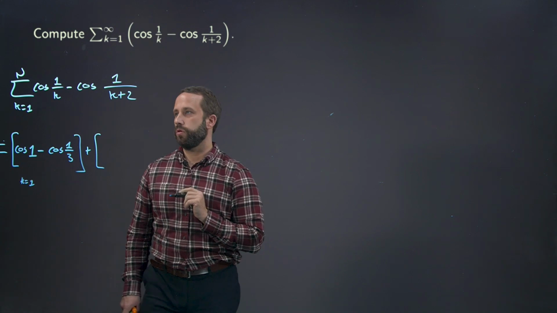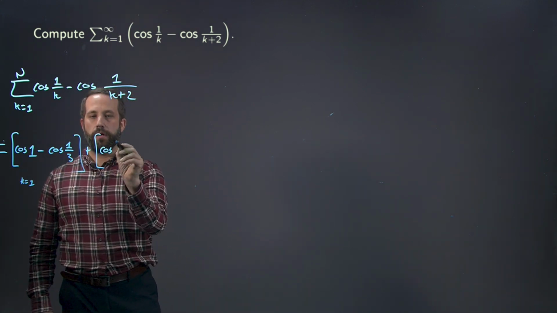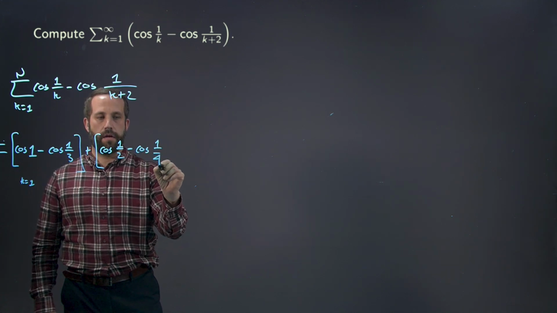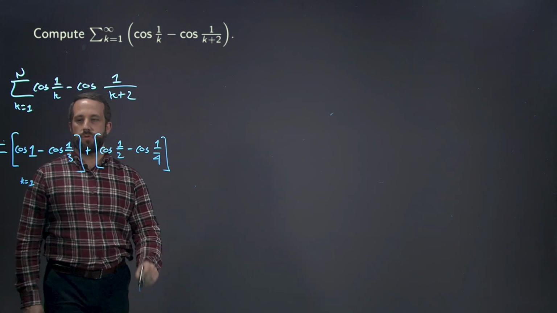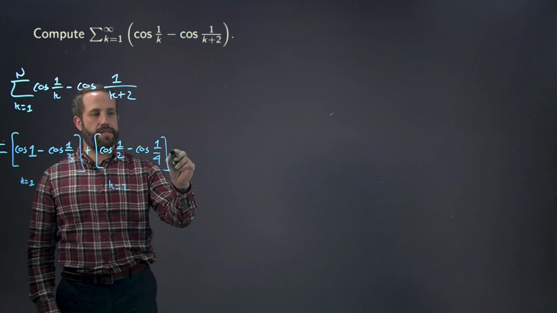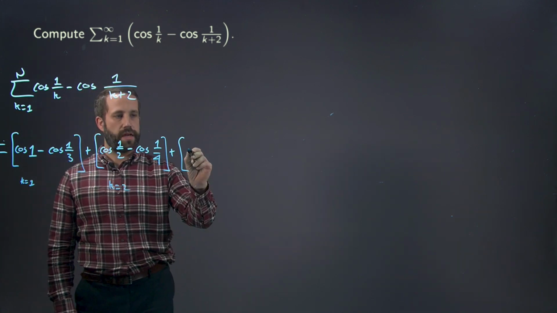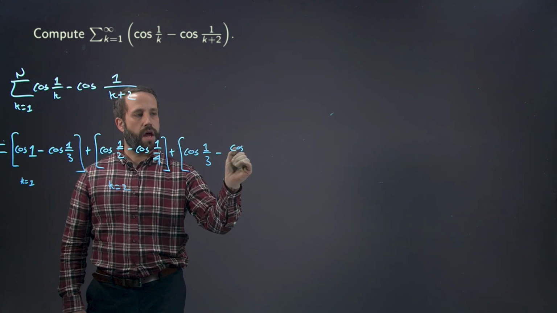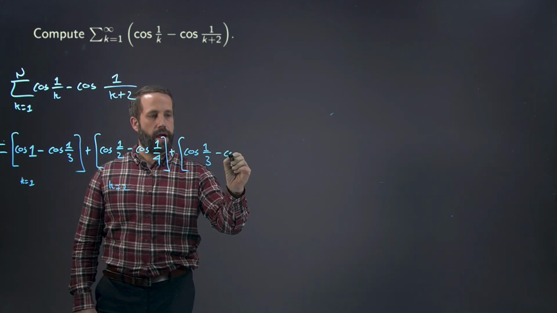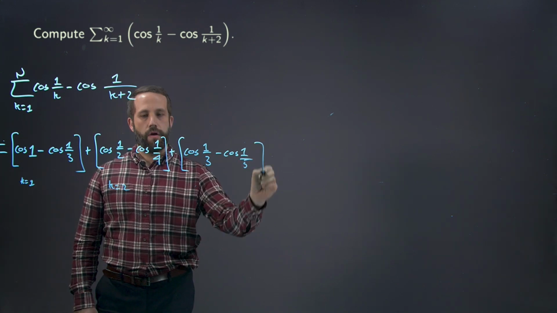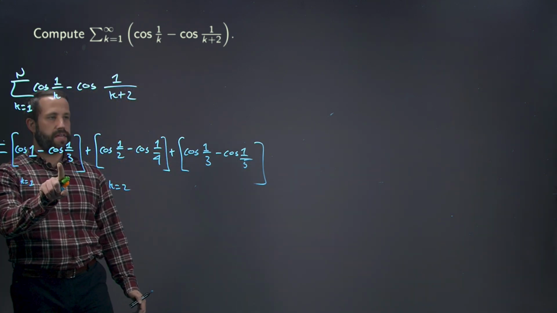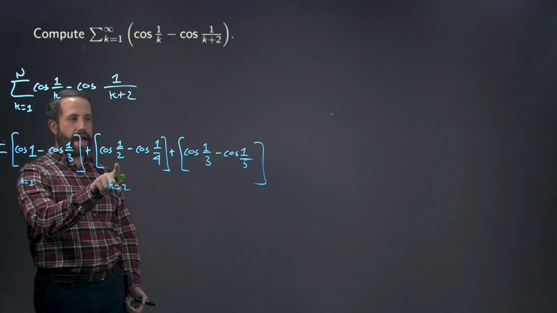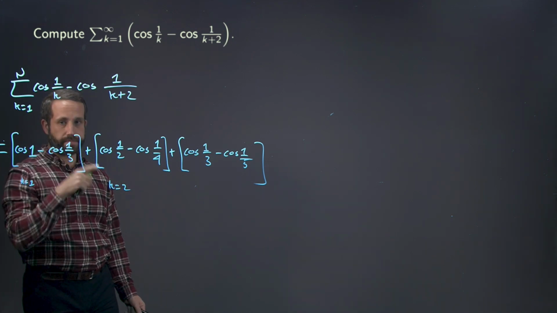Okay, when k is equal to 2, I'm going to have cosine of 1/2 minus cosine of 1/4. When k is equal to 3, it'll be cosine of 1/3 minus cosine of 1/5. And we can kind of see what's going to happen. The minus cosine 1/3 is going to cancel there, but the cosine 1/2 isn't going to have anything to cancel with, for example.